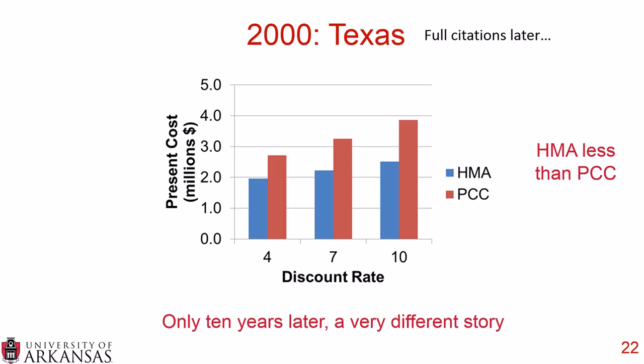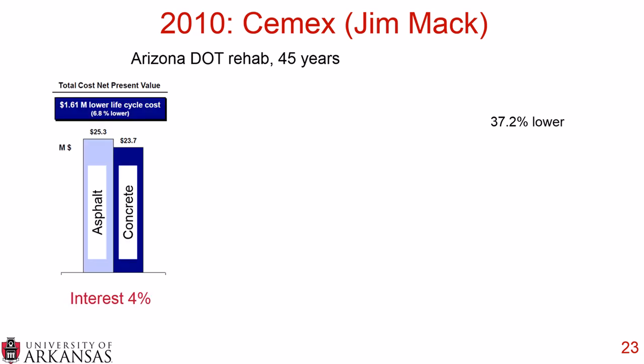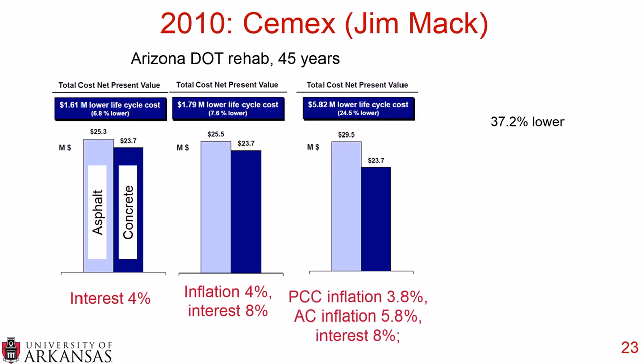Let's jump 10 years into the future, though, and we'll see a very different story. Now, this was done by Jim Mack, who worked with Cemex, and he looked at an Arizona DOT rehab job. So let's start over here at the far left. You can see they looked at the total net present value using an interest rate of 4%, and here asphalt cost a little bit more than concrete. Looking at an inflation rate and an interest rate of 4 and 8% respectively, again, asphalt costs a little more than concrete. Looking at different inflation rates, but the same inflation rate, again, asphalt costs more than concrete.